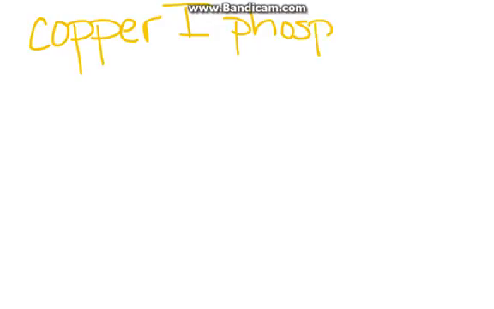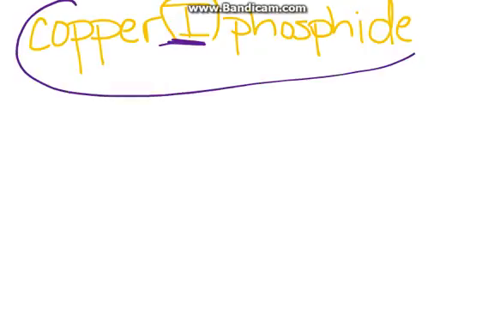Well, let's look at some of the ones that you had on your packet. You had copper(I) phosphide. Okay? Well, this is how you would know. This Roman numeral, and you just watched a video about Roman numerals, this Roman numeral tells you copper's charge. So this Roman numeral right here tells you that copper's charge in this compound is going to be a positive 1.